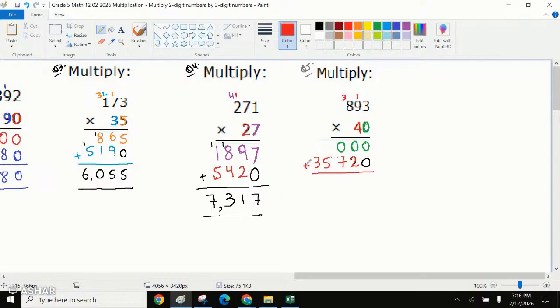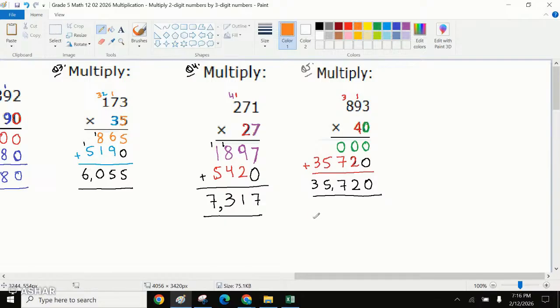When we add these numbers together, 0 plus 0 is 0. 0 plus 2 is 2. 0 plus 7 is 7. 5 and 3. The answer comes out to be 35,720, and we verify 35,720. What was the other way to do this question?